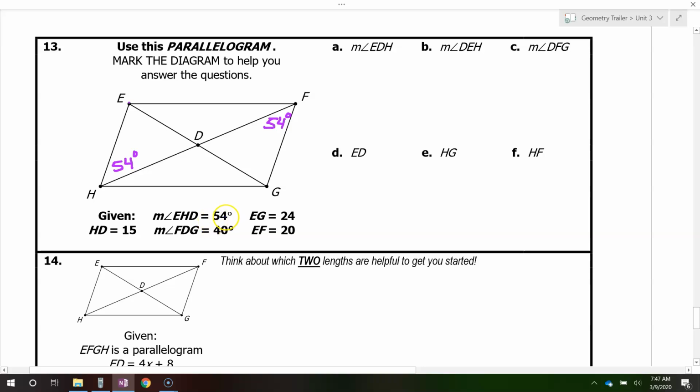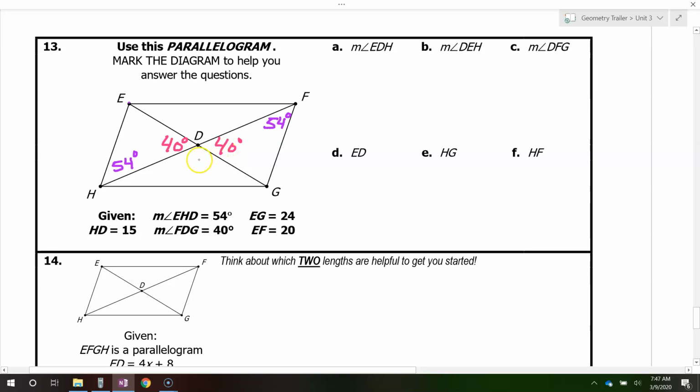Now they also gave me that angle FDG is 40 degrees. FDG is this angle right here. So if this is 40 degrees, then right away that means that this is going to be 40 degrees because these are vertical angles.